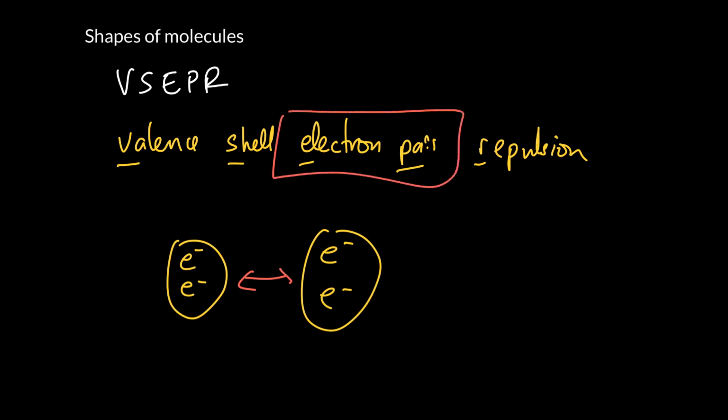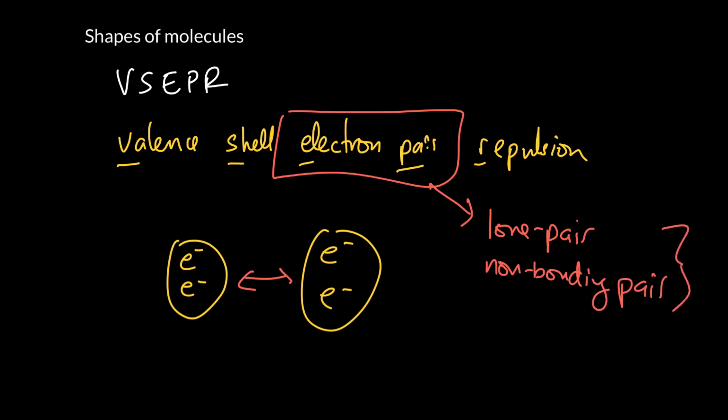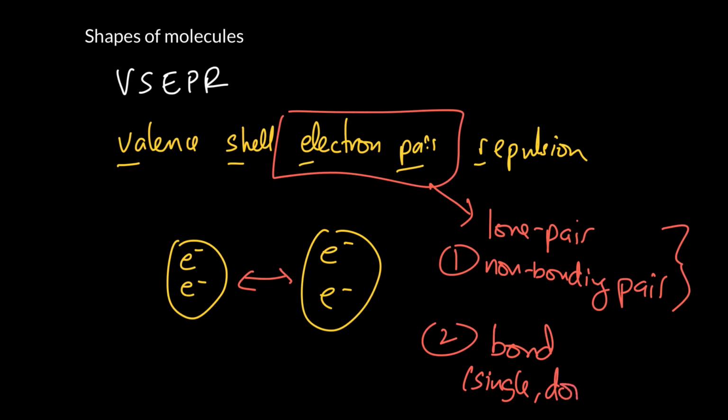What counts as an electron pair in this theory is any kind of lone pair. So anytime you've got a lone pair, or another name for it is a non-bonding pair, that counts as a pair of electrons. What's the other thing that can count as a pair? Any kind of bond. And here's the tricky thing. It can be a single bond, it can be a double bond, or it can be a maxed out triple bond, and all of these are going to count just as a single electron pair.